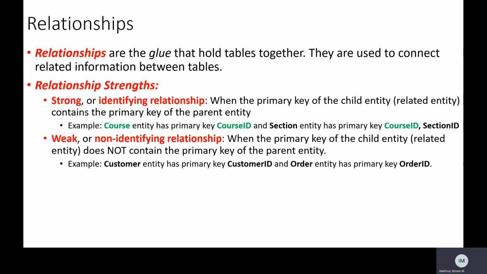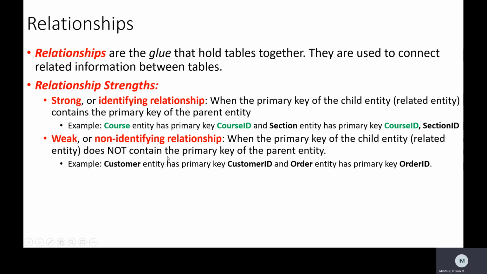Why is it strong? Why is it identifying? Because if you look at the primary key on the section table, you can immediately identify which course it is coming from because the course ID is stored there. Okay, so you can identify by looking at the child table, the section table is called the child table. You can find the parent that it's associated with. So we say that's a strong identifying relationship. Now, if we had chosen a CRN number, that would be a non-identifying relationship because just looking at the CRN number, there is no way for you to immediately decide which course it came from.